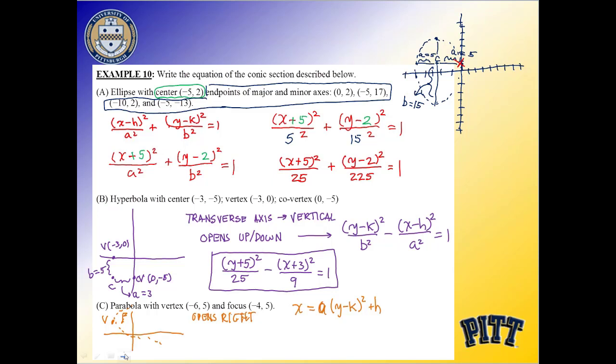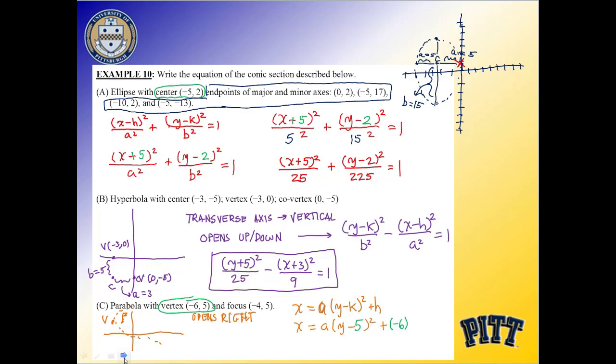So I know this is going to open to the right, which tells me a is going to ultimately be positive. I know where h and k are, because h is going to be -6, k is going to be 5, so I can put those in right away. That's going to do some sign changes on the outside there.